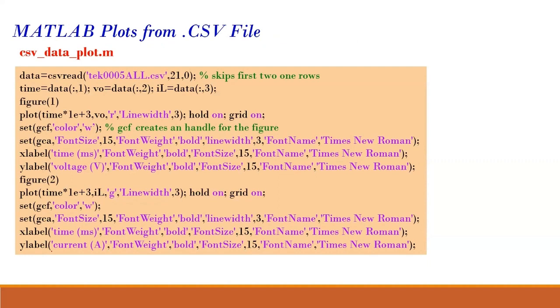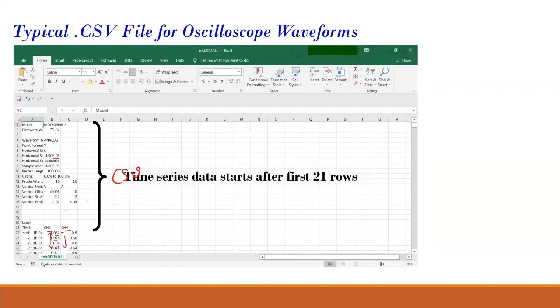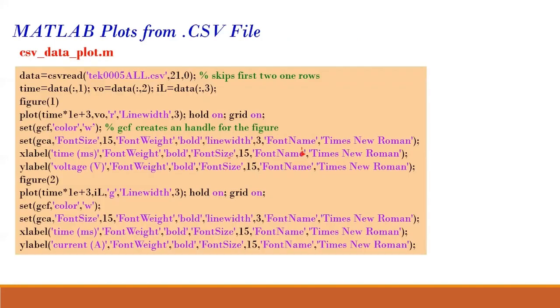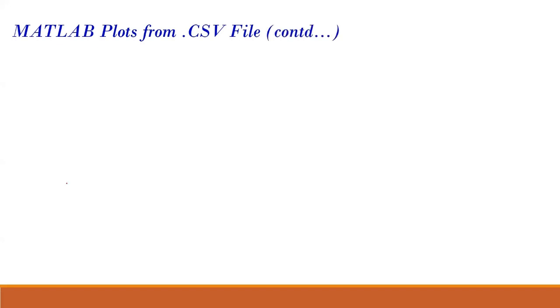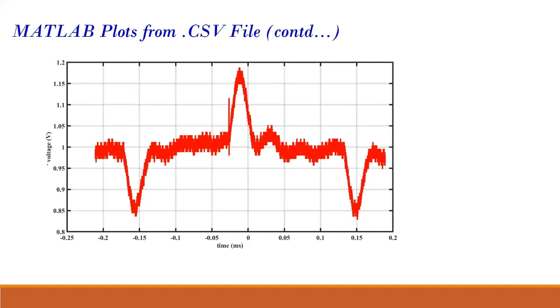So you can use this sort of MATLAB code. This data file, the Excel file, you can read it into MATLAB. It will come in as data. Then from the first column, second column, third column, whichever data is there, you can take it and plot it. So this is your voltage plot.